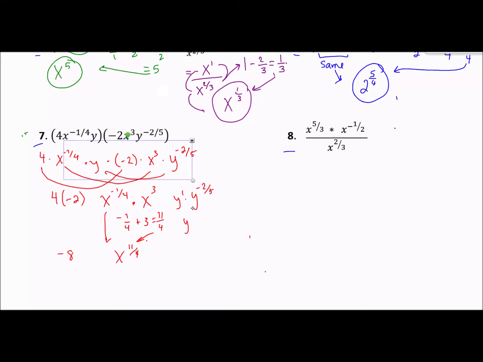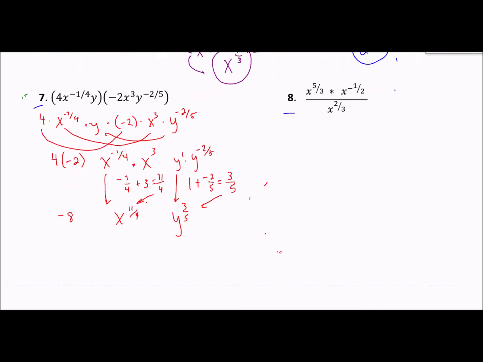I've got to take the exponents and add them together. So 1 plus negative 2/5, that's just 3/5. So I bring down my y, and its new power is 3/5. And then you just write them all next to each other again. Negative 8, x, his power is 11/4. Y, his power is 3/5.